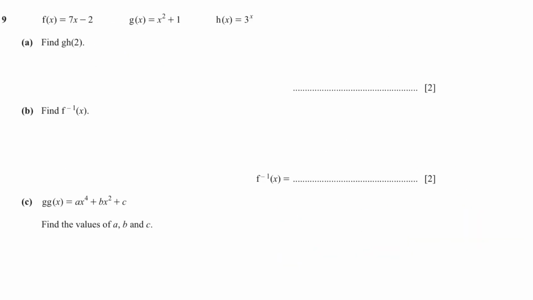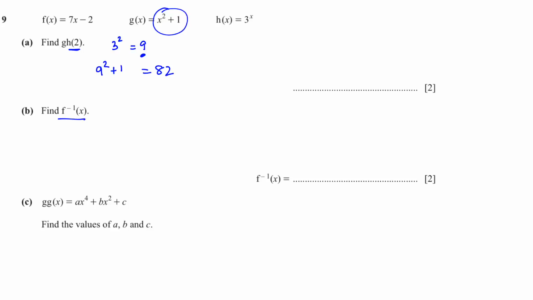Question number 9 is a function question. And in part A, we have to find gh of 2. So we work from inside out. First, we will find h of 2. So that will be 3 to the power of 2, which is 9. And then this 9 you will substitute in g in place of x. So 9 squared plus 1, 82.